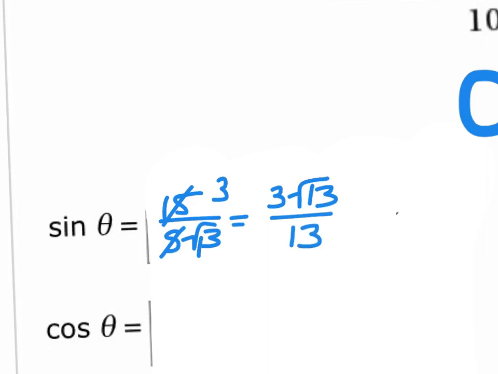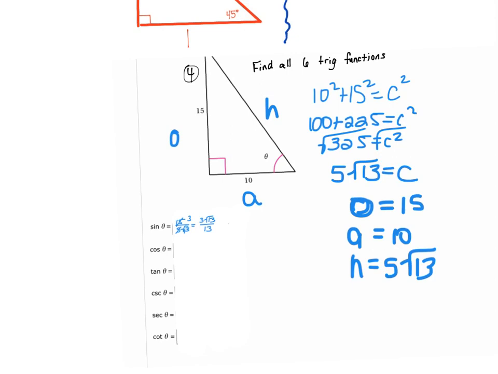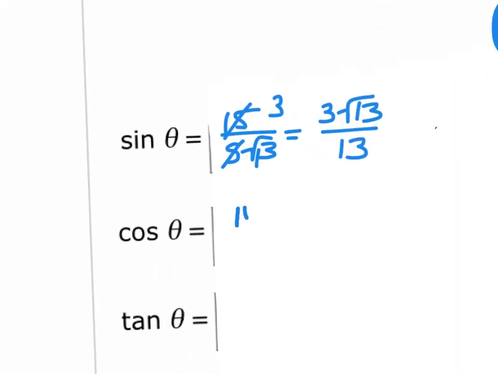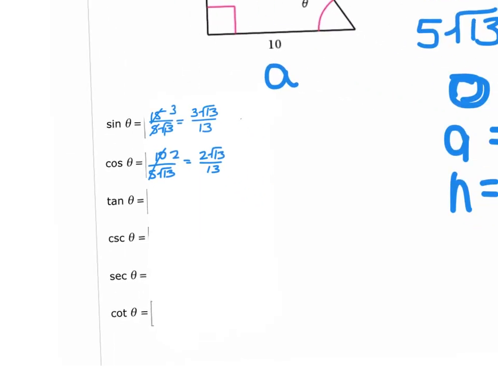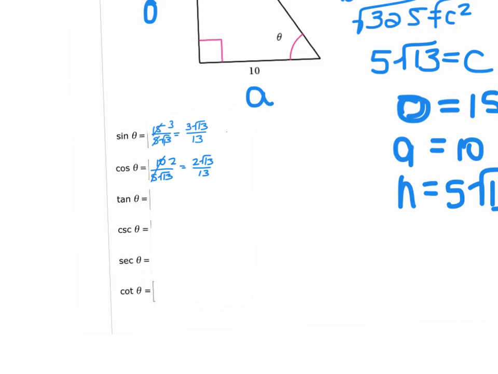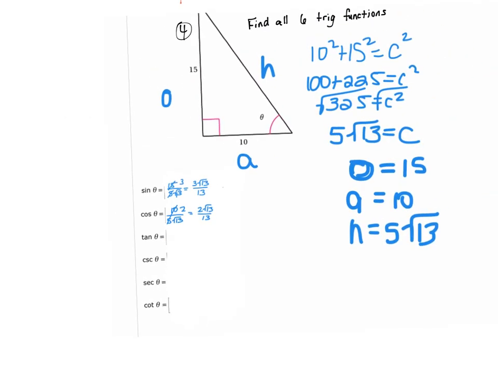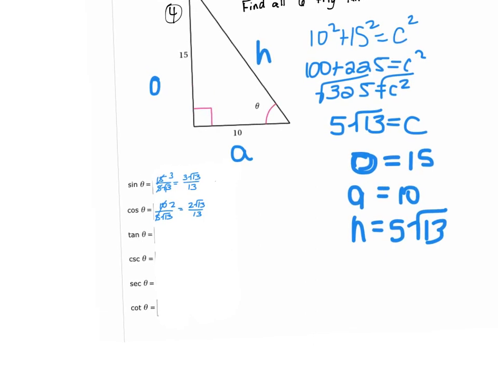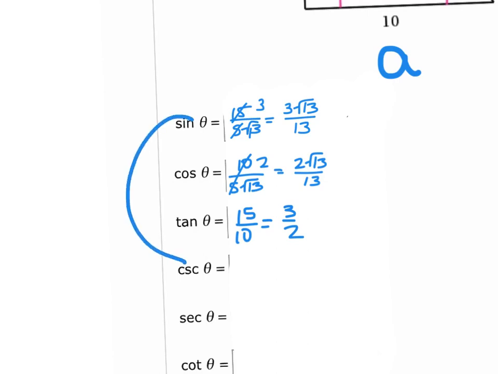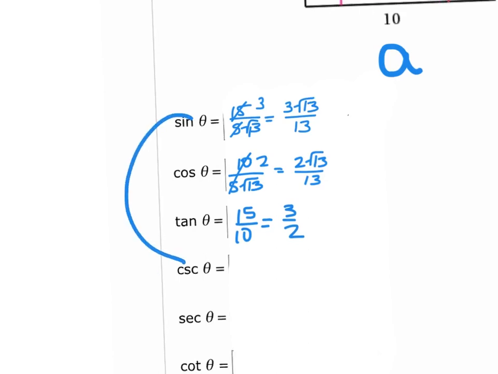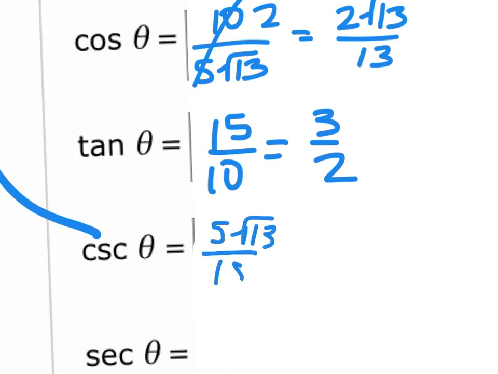Agreed? Okay, cosine. Cosine is whatever over what? Adjacent over hypotenuse. So 10 over 5 root 13. Simplify. This becomes 2 root 13 over 13. Yes? Tangent is what? Well, it is y over x, but with what we're using, guys, TOA. I mean, opposite over adjacent. 15 over 10, yes? Which becomes 3 over 2. Cosecant goes with sine. So it's 5 root 13 over 15? Yes. So this becomes root 13 over 3.